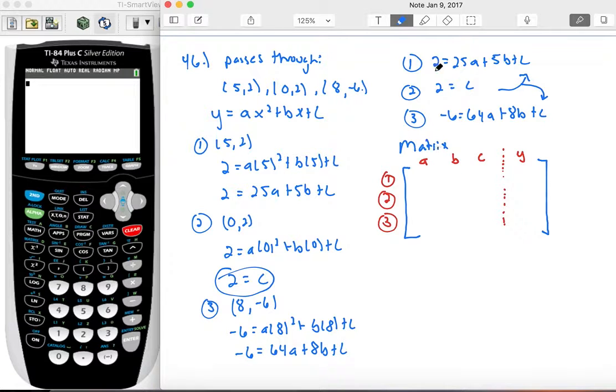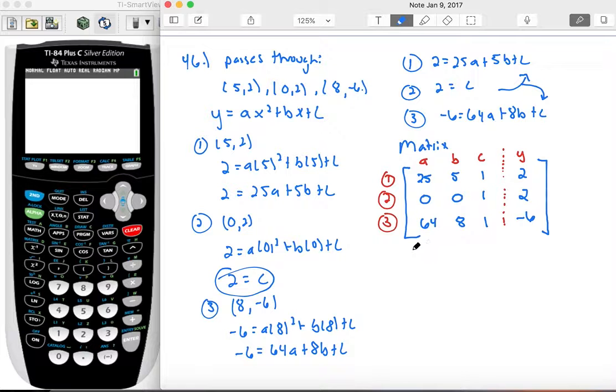So looking at the first equation, the coefficient of A is 25, the coefficient of B is 5, the coefficient of C is 1, and my Y value is 2. For the second equation, there is no A, so it's 0, there is no B, so it's 0, and the C is 1, and I have a Y of 2. And then my last equation, my A is 64, my B is going to be 8, and my C is going to be 1, and then I have negative 6.